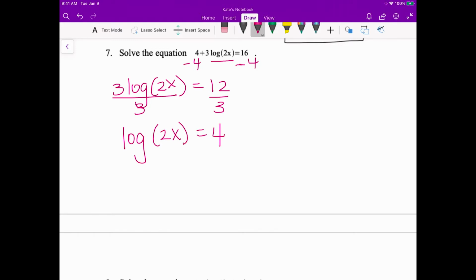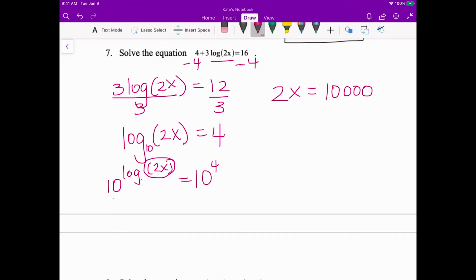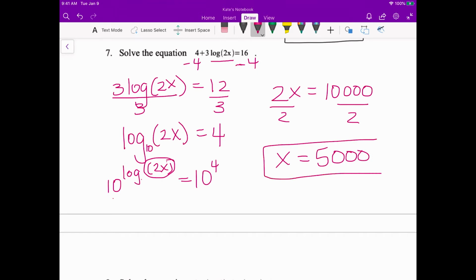Now this log does not show a base, but a log with no base has a base 10. So I'm going to apply an exponential base of 10 on both sides. So we end up with 10 to the log of 2x equals 10 to the 4th. Now again, my exponential base and log base are the same, so this side will simplify to the 2x. So I end up with 2x equals 10 to the 4th, which we can evaluate to be 10,000. Then I'll divide both sides by 2, and x ends up equaling 5,000. And then that is my final answer.